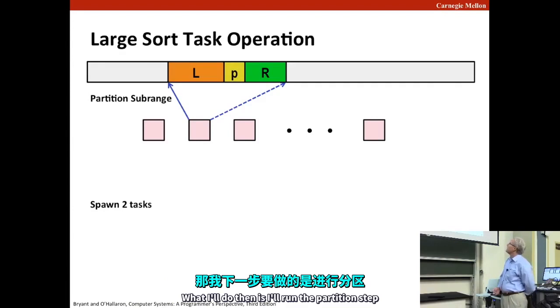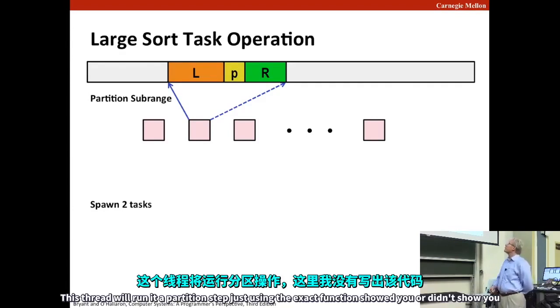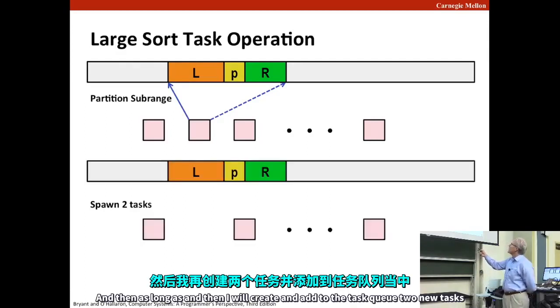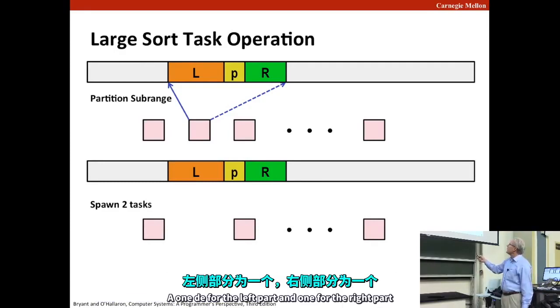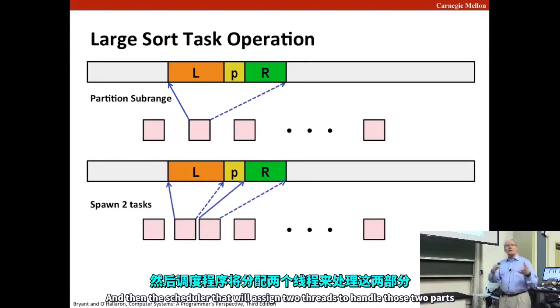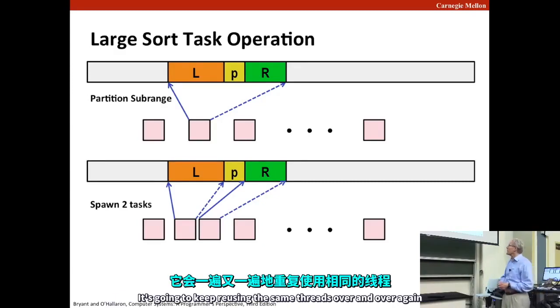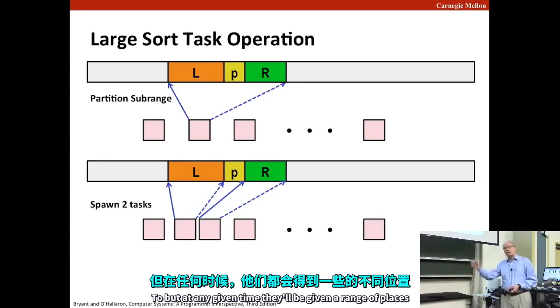What I'll do then is I'll run the partition step. This thread will run its partition step just using the exact function I showed you, or didn't show you. And then I will create and add to the task queue two new tasks, one for the left part and one for the right part. And then the scheduler will assign two threads to handle those two parts. That's exactly how the code's going to work. It's going to keep reusing the same threads over and over again. But at any given time, they'll be given a range of places.